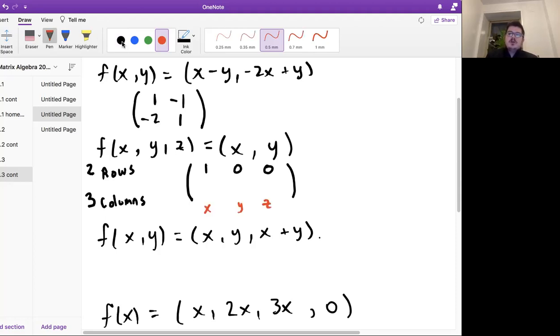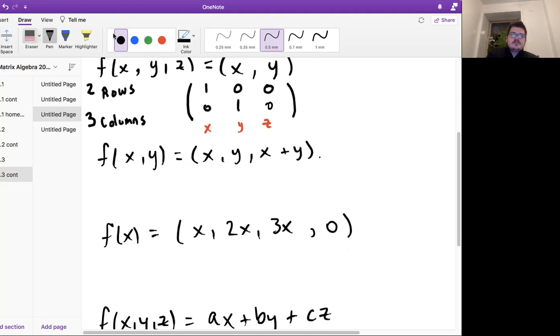Correct, yeah. Rows equals the number of output variables or coordinates, and columns is the number of input coordinates. Yeah, you can think of it. 0, 1, 0. Why does it make sense that the z column is zeros? No z pops up, right? So of course there should be zeros. Correct.